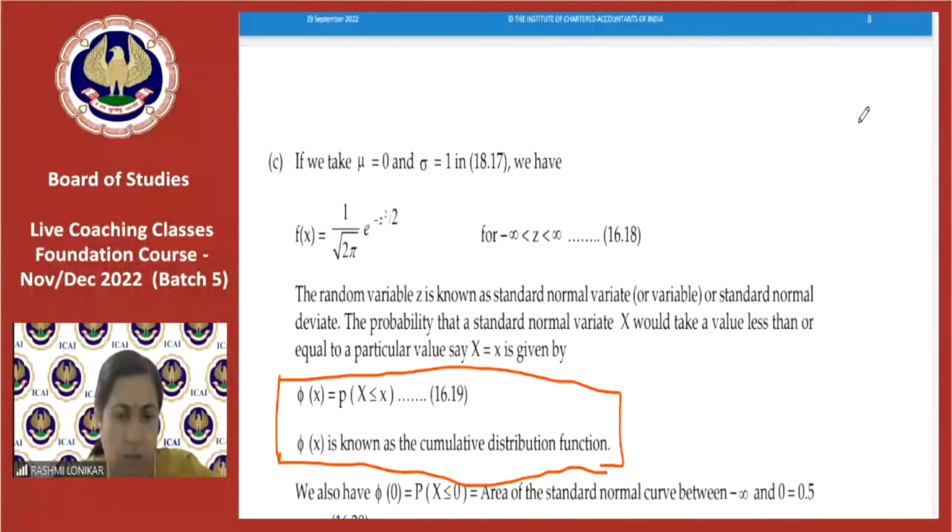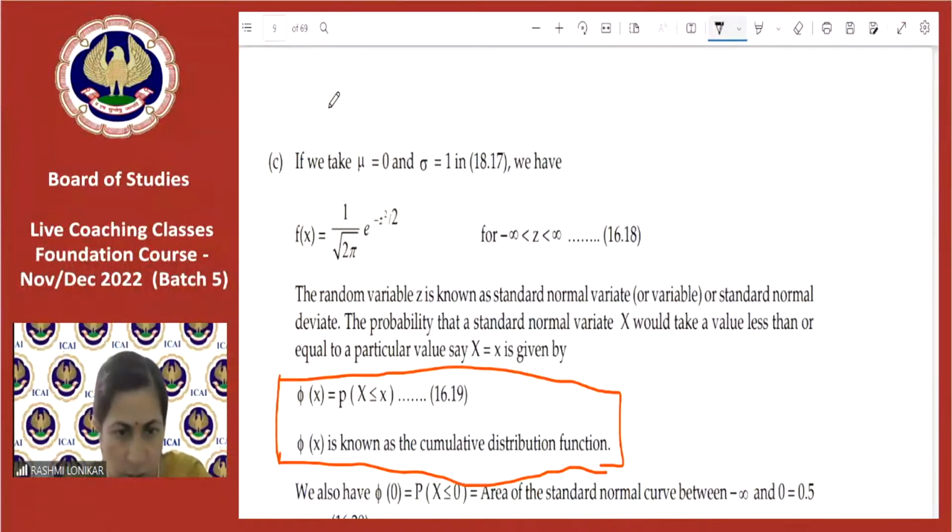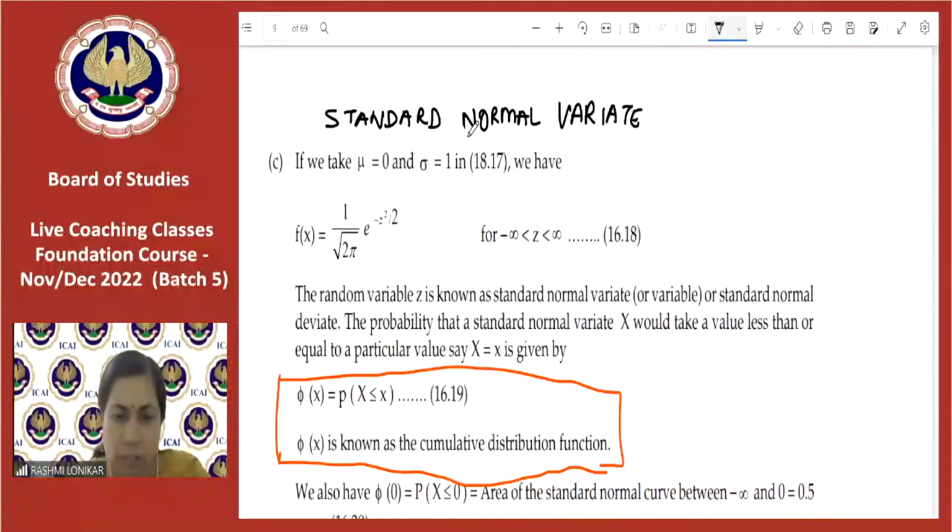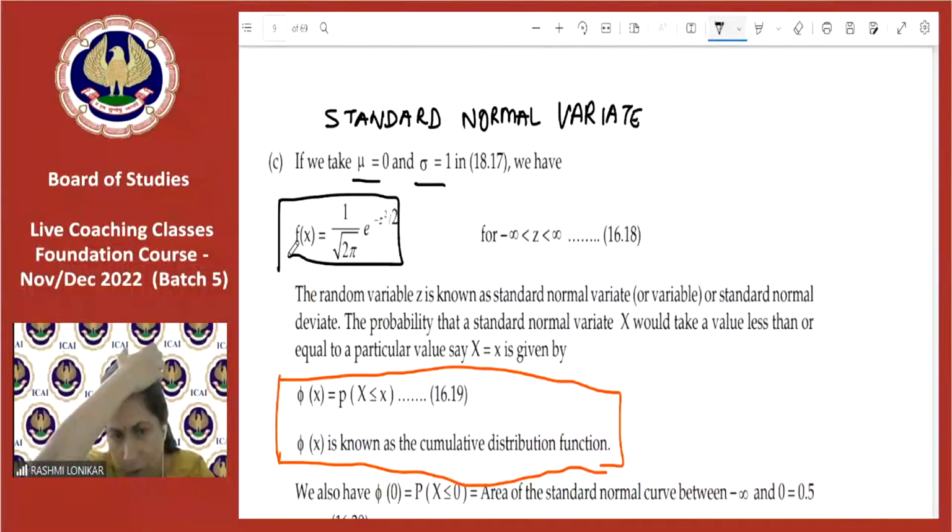Okay, this is standard normal. You should also write down in your study material: standard normal variate. What is the condition? When do we say it is a standard normal variate? When we take mu equal to 0 and sigma equal to 1, then we get this formula. This is the formula for the standard normal variate, and here we say it is a standard normal variate.